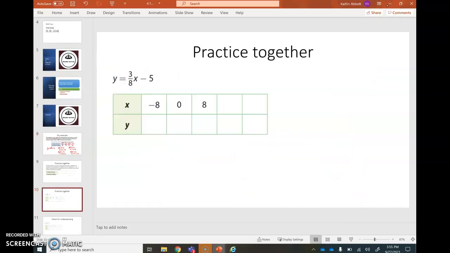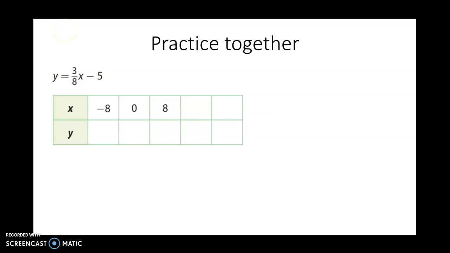Let's do another one. Ooh, fractions. So in this problem, we are going to use fractions. But first, let's figure out the pattern in the table to fill in these last 2 spots. So negative 8 to 0, I see is plus 8. 0 to 8 is plus 8. So what am I going to do here? Plus 8. So I got 16. Plus 8 is 24.